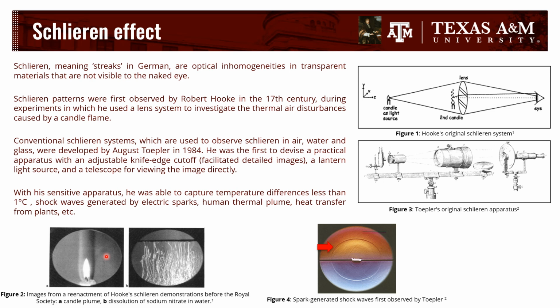Later on, August Toepler in 1864 developed the current Schlieren setup that is used in scientific laboratories throughout. With his apparatus, he was able to capture temperature differences less than 1 degree C, which was highly accurate. And also, he was the first to observe shock waves generated by an electric spark.